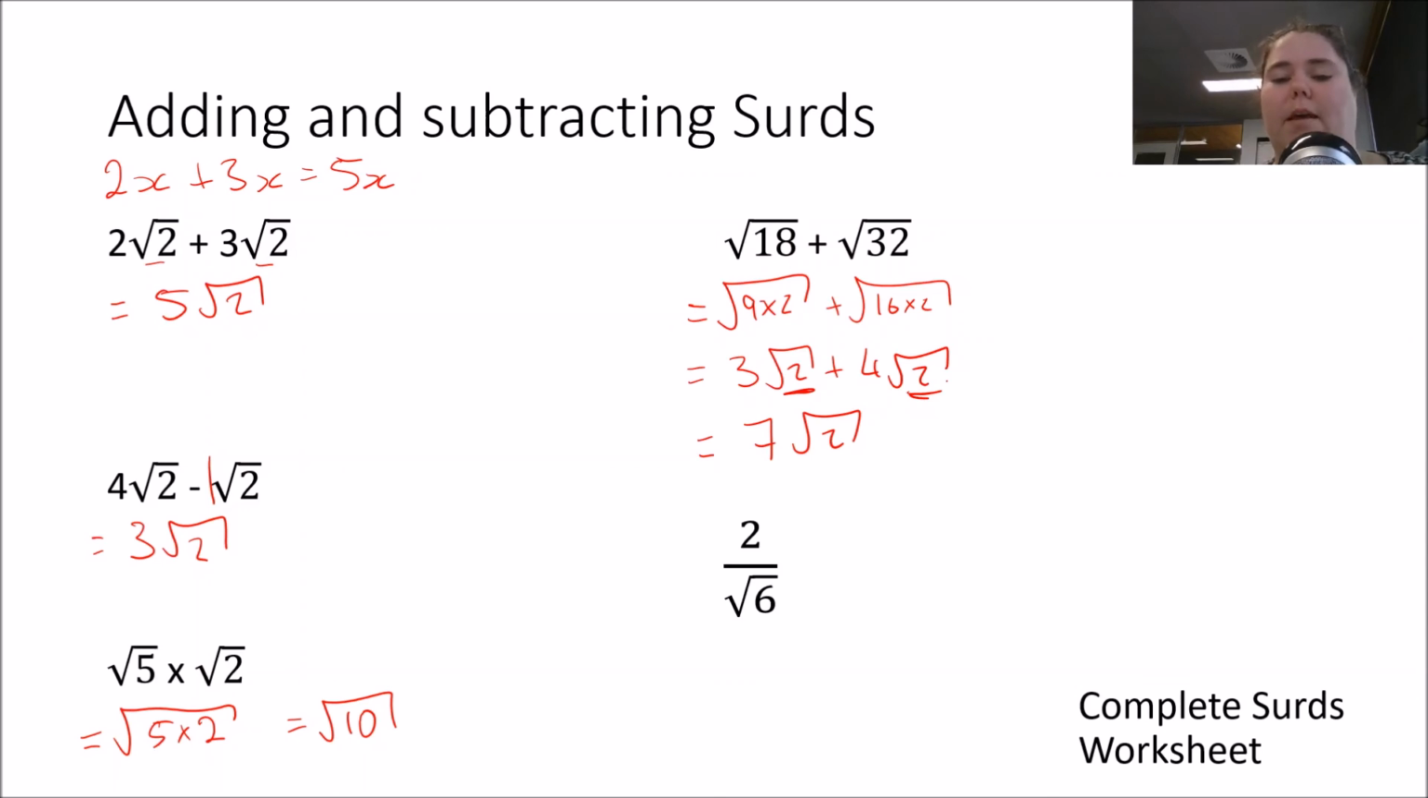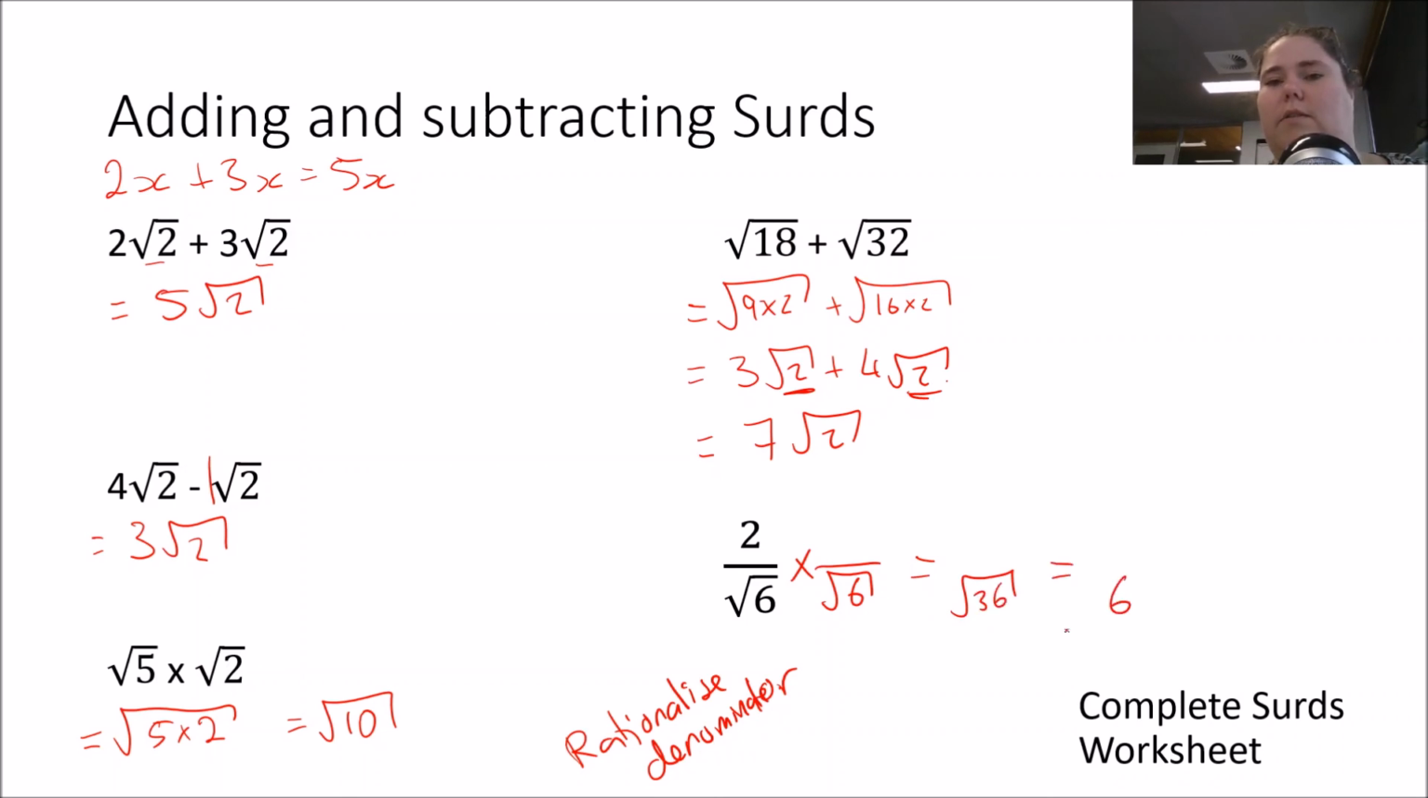Easy. Okay, we always want to rationalize your denominator. We don't like having surds on the bottom. So what can I times root 6 by to get a whole number? I times it by itself, because root 6 times root 6 is root 36, which is just 6. Perfect, we get rid of it.